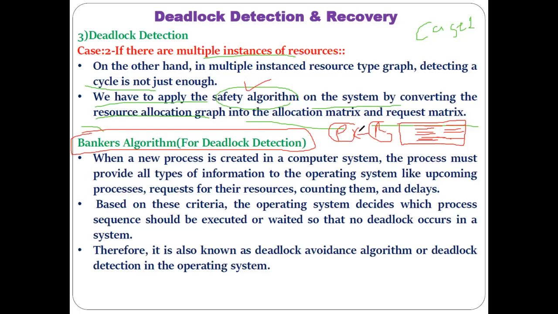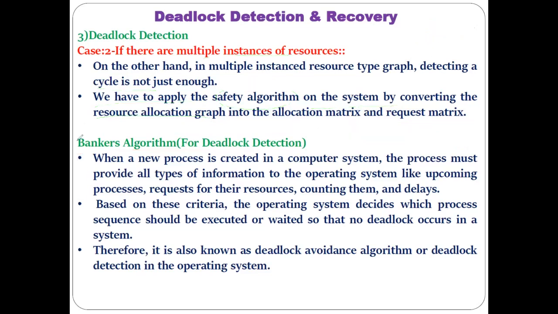So by allocating some resource to the process, if the system remains in the safe state according to the Banker's algorithm, then the Banker's algorithm permits the allocation of the resource to the process. Okay. But if the Banker's algorithm thinks that the system will become unsafe if you allocate some resource to the process, then in that case detection of the deadlock is done. So here Banker's algorithm is applied for the deadlock detection.